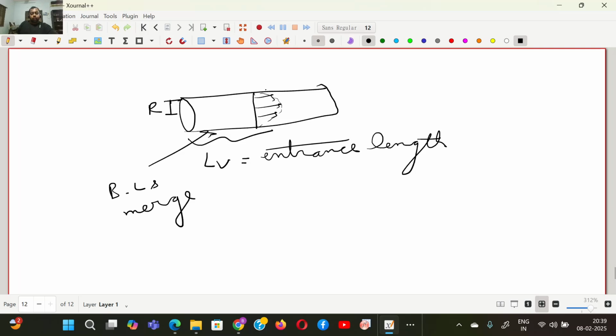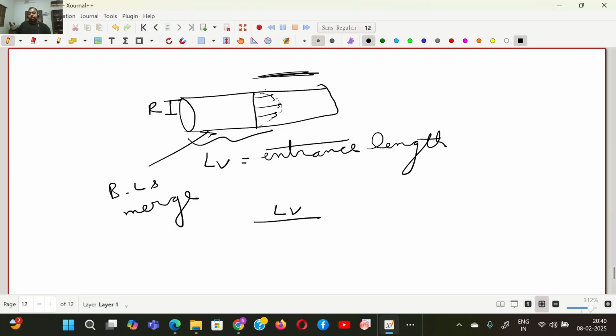When I come to the boundary layer theory class, maybe class 4 and class 5, we will look at what boundary layer merging means. But the thing is that only after a certain length, that is the entrance length, you get fully developed flow. So we are assuming that we are already in the fully developed flow, okay?